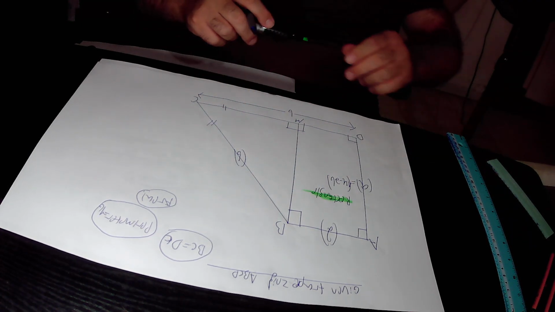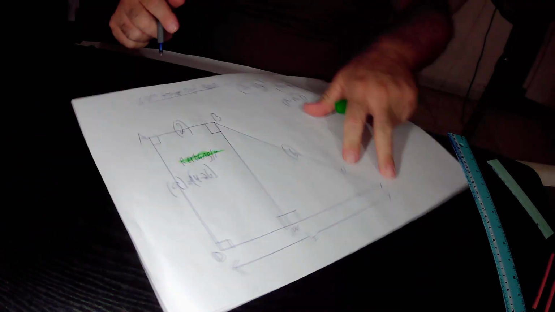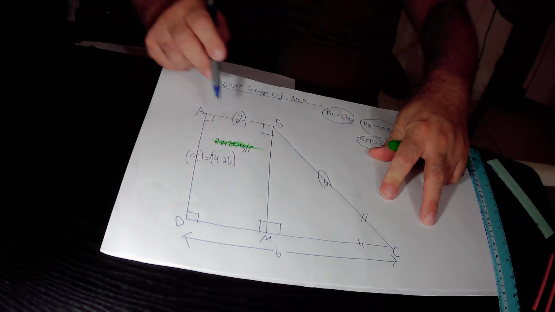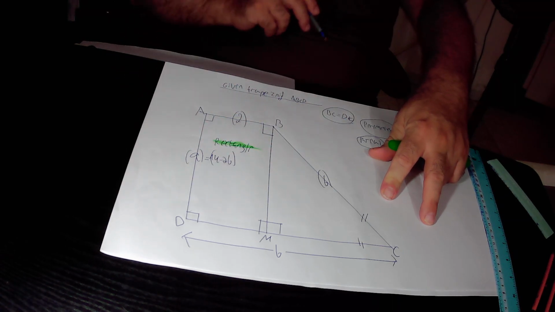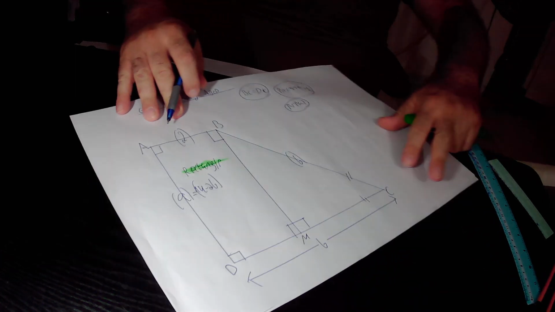But we also know that the opposite sides of a rectangle are equal to each other. So in rectangle ABMD, side AB must be equal to the opposite side DM. But AB is 2 according to what is given in the question, therefore the opposite side DM must also be equal to 2 units in its length.